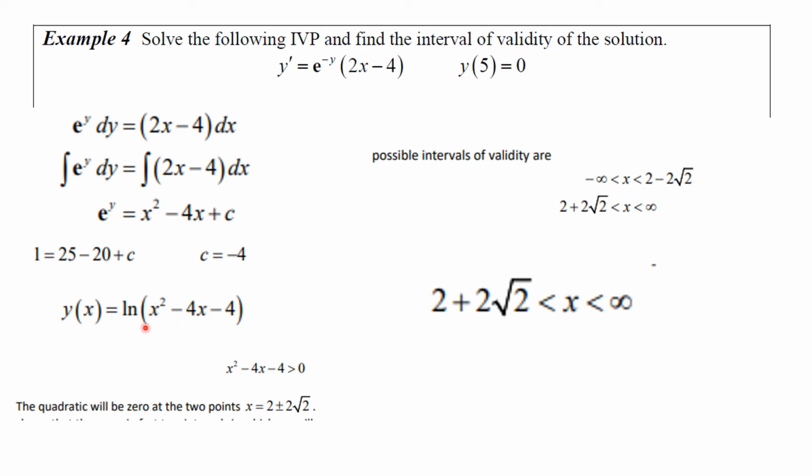Now we need to find the interval of validity. That means that this has to be bigger than 0. We'll find out when it's 0. We use a quadratic formula and we find out that this expression is 0 here. So that means we have possible intervals of validity. And the one containing 5 is this one.